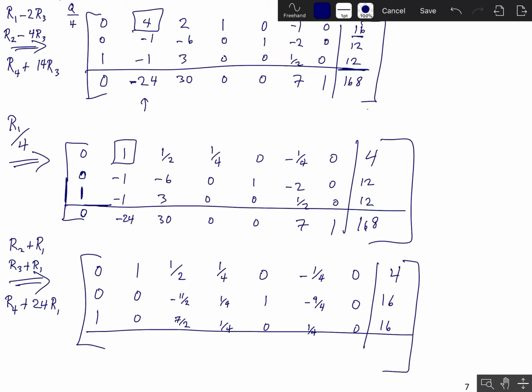And then for this bottom row, we're adding 24 times the top row. So this would be a negative 24 plus a 24, which is 0. This would be a 30 plus 12, which is 42. This would be a 0 plus 6. This one would be 0. This one is a 7 minus a 6, which is 1. This one's a 1. And this one would be 168. Oh, no. This is 168 plus 4 times 24. So I'm actually going to bust out the calculator real quick. So we have 24 times 4 plus 168. That ends up being 264.